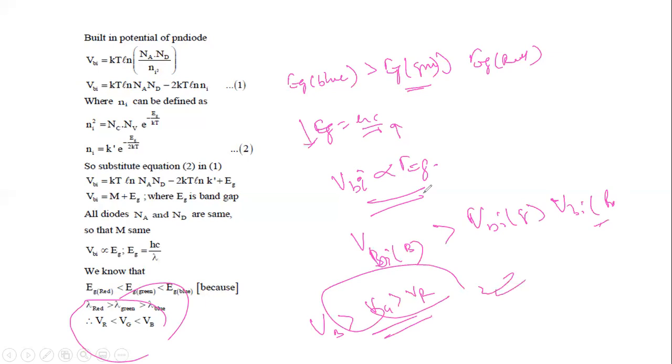Same type of questions I have already discussed in the previous video lecture. Just go through that and you will get this one. So the energy gap and the built-in potential are directly related to each other. I have written all these formulas in your notes. Just go through the notes.